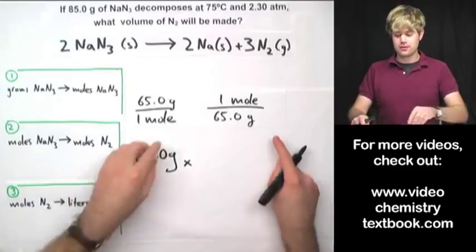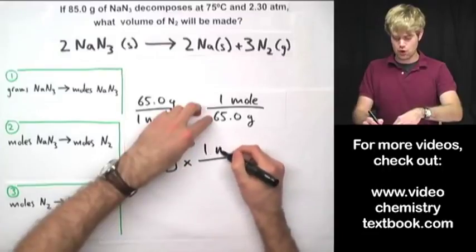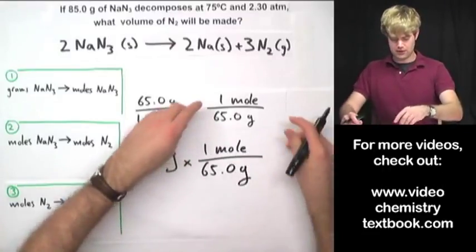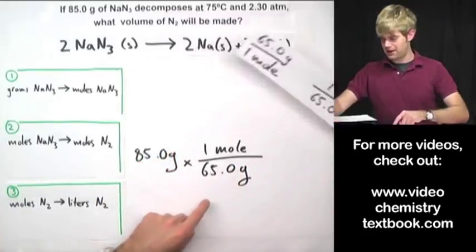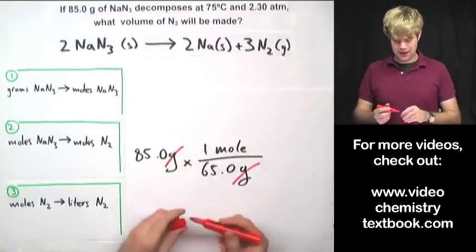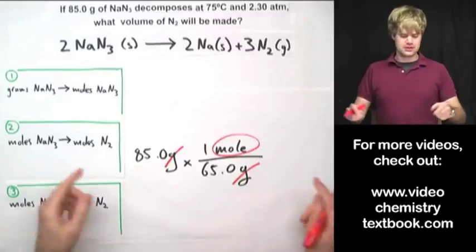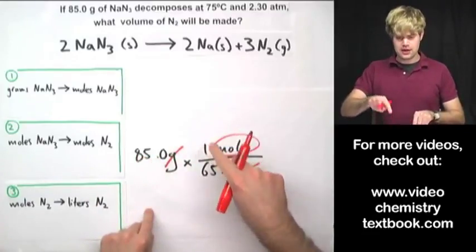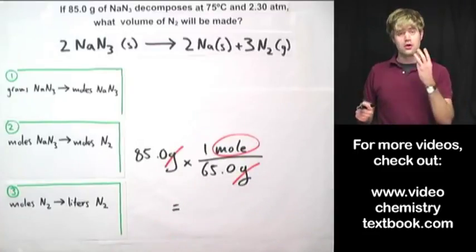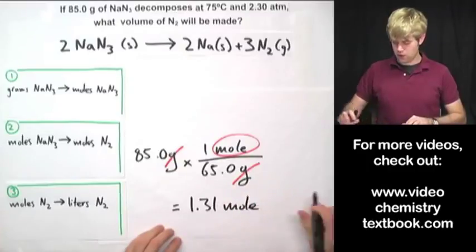So the conversion factor I'm going to use is this one, because grams are going to end up on the bottom. So I'll choose 1 mole divided by 65.0 grams, grams on top, grams on the bottom. So now I've got my grams, and they cancel out, and I'm left with moles. When I do this math, it's 85 times 1 divided by 65. And the final answer that I'm going to get there, rounded to 3 significant figures, is 1.31 moles.